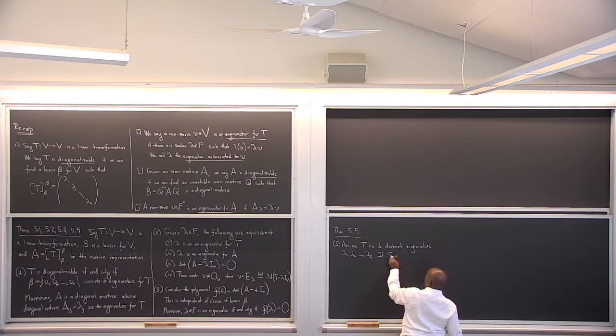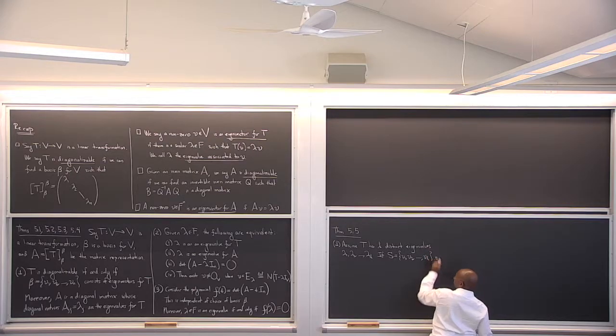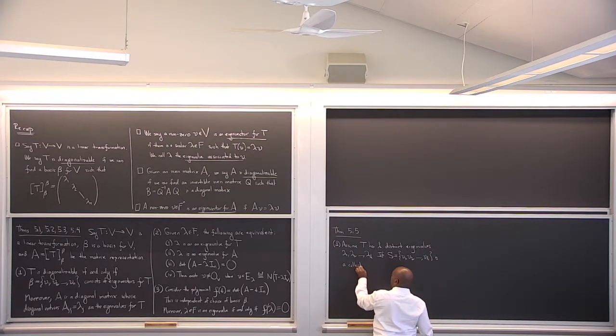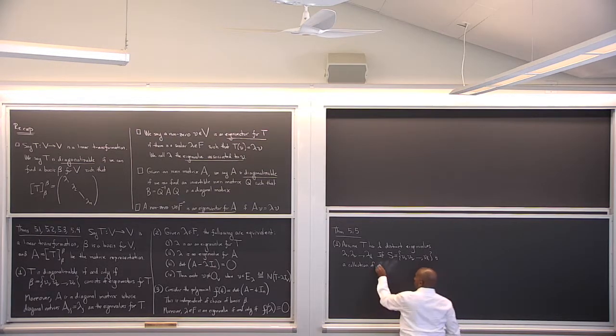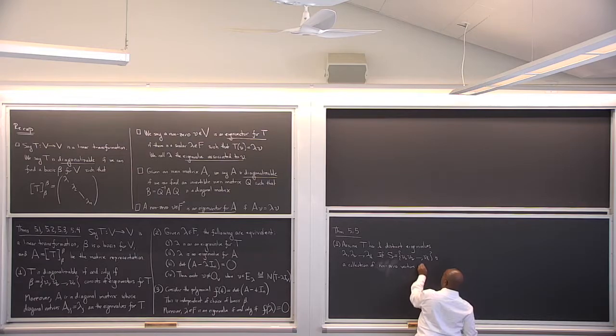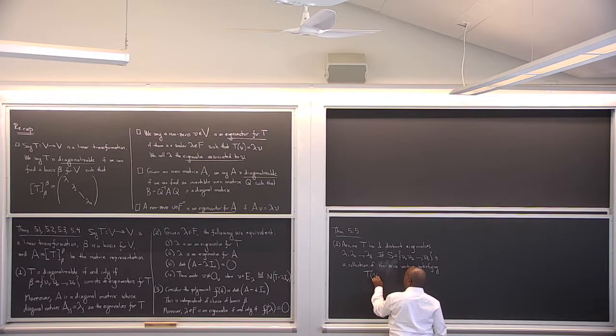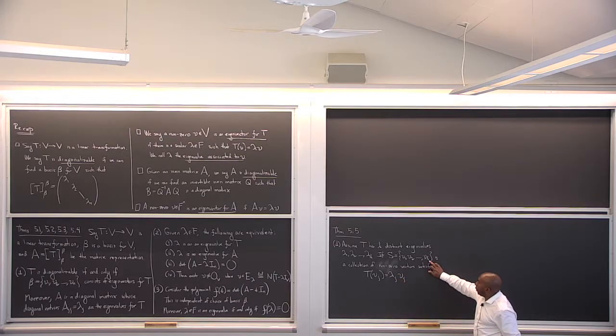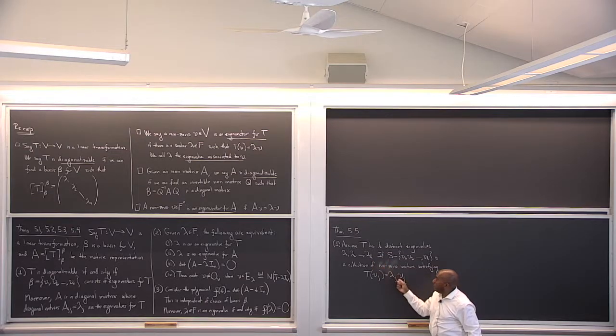If we have a collection S, and this is a collection of, I should say here, non-zero vectors, and they have to satisfy T of Vj is lambda j Vj. Right, so I take each of these, apply T to it, and I get back lambda j times Vj. Then S is a linearly independent set.